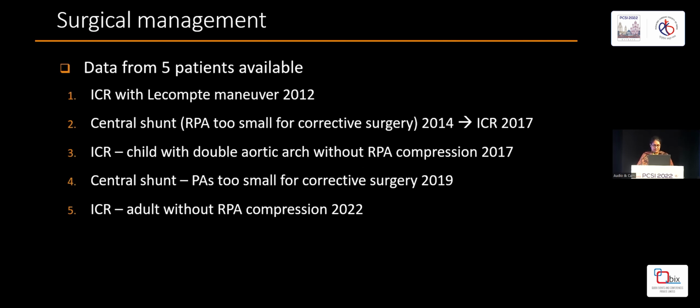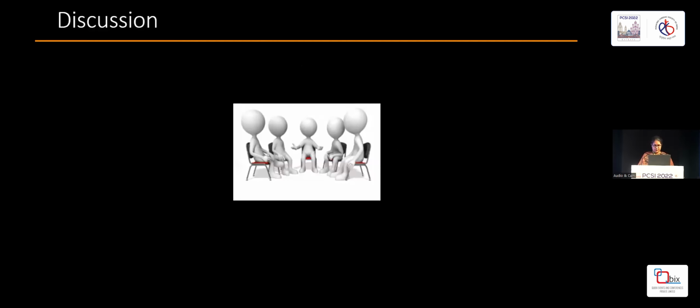Surgical data was available for 5 patients, of whom 1 patient, which we discussed, had undergone the Lecompte maneuver. Two of these patients had very small PAs to begin with, so they underwent a central shunt. One of the patients with a double aortic arch did not have RPA compression, again reiterating that the right-sided aortic arch is actually causing the RPA compression.